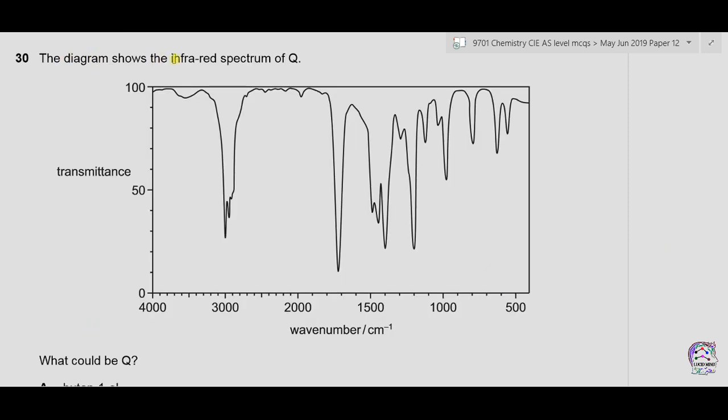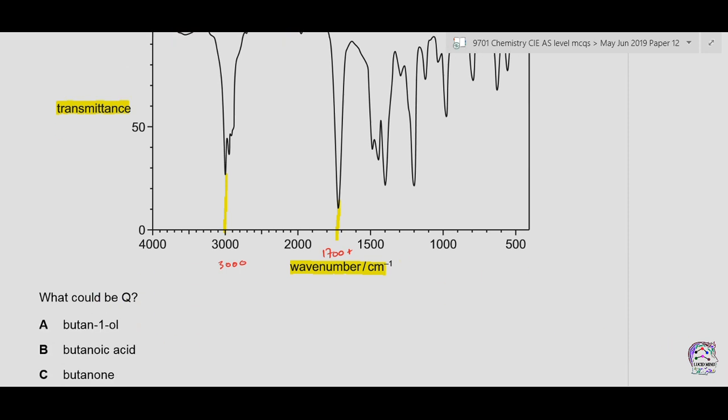Question number 30. The diagram shows the infrared spectrum of Q. This is the infrared spectrum. On x-axis we have wave number per centimeter and on y-axis we have transmittance. We can find out the structure of the compound by the help of these peaks. So one of the peak is at 3000 while the other is at 1700 plus. So we can write 3000 and 1700, a little bit more than 1700. What could Q be? Let's find out which compound is this one.